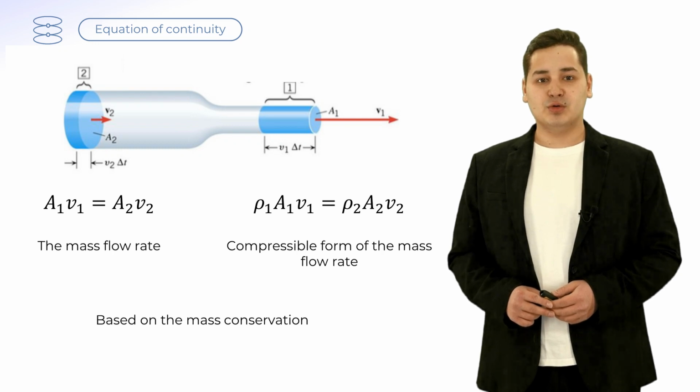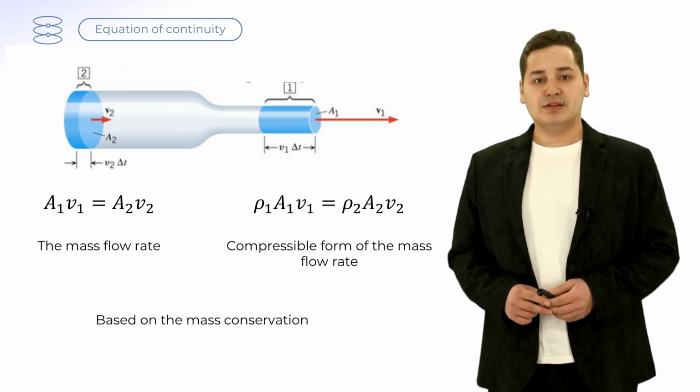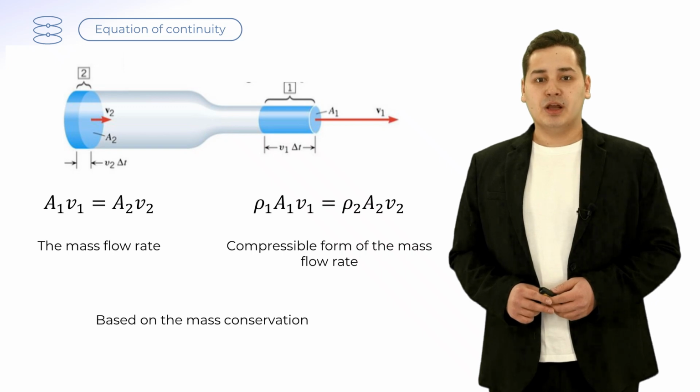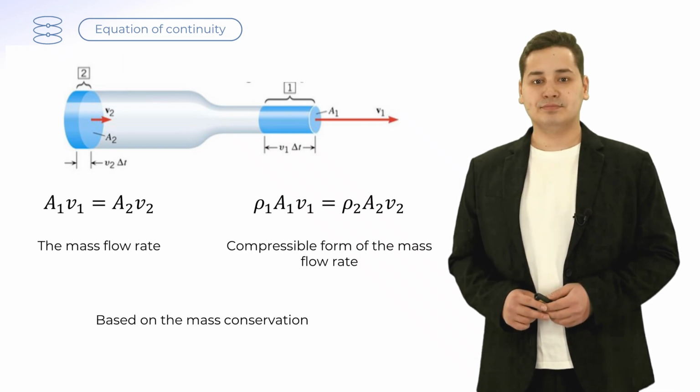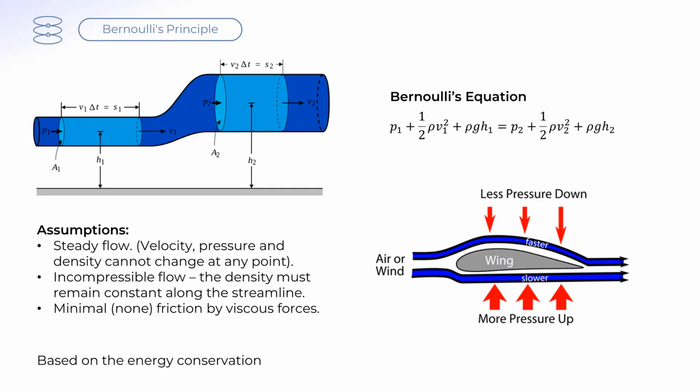As the speed of the flow approaches the speed of sound, the density of the flow is no longer a constant, and we must then use a compressible form of the mass flow rate equation. Bernoulli's principle states that the total mechanical energy of the moving fluid, comprising the gravitational potential energy of elevation, the energy associated with the fluid pressure, and the kinetic energy of the fluid motion, remains constant. Imagine a fluid flowing through a pipe. As its speed increases, the pressure decreases, and vice versa.